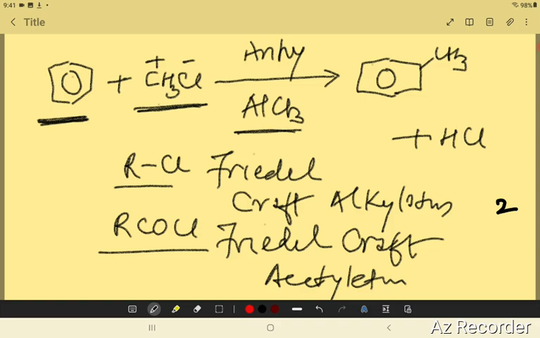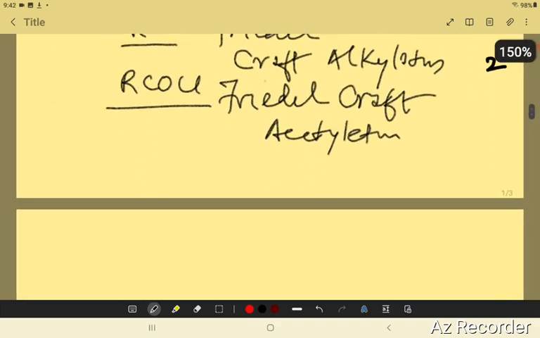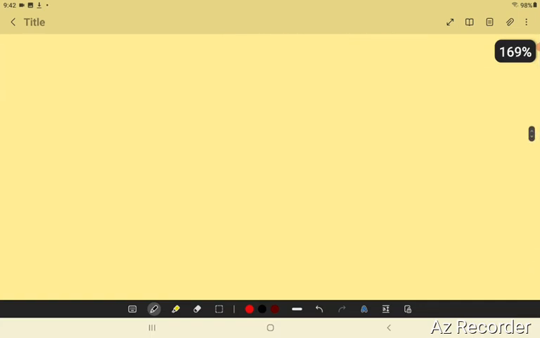So this is the first example. Benzene reacts with methyl chloride in the presence of anhydrous AlCl3. It gives toluene, and this is an example of Friedel-Crafts alkylation. Another example of Friedel-Crafts alkylation I am going to give to you.